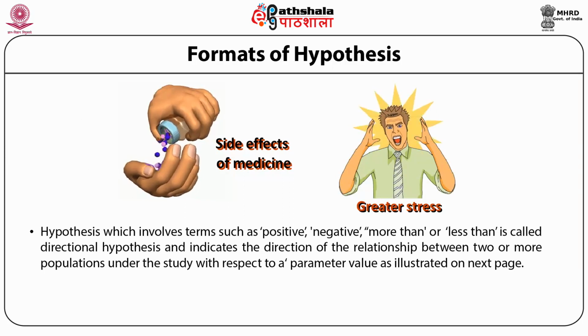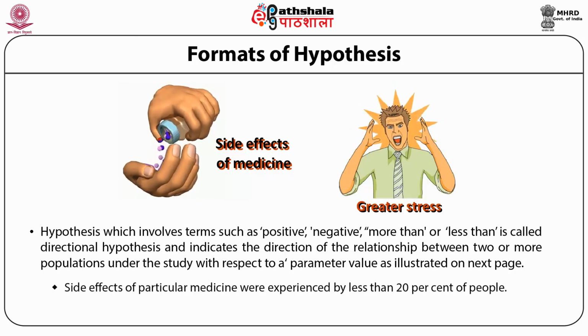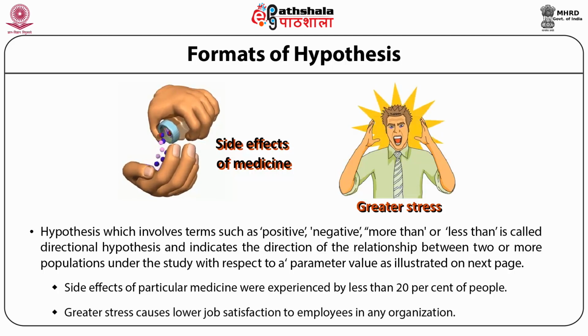This is another type of hypothesis that we are discussing other than the if-then hypothesis, and it indicates the direction of the relationship between two or more populations under study with respect to a parameter value, as illustrated on this next page. For example, side effects of a particular medicine were experienced by less than 20% of people. A second example reads: greater stress causes lower job satisfaction to employees in any organization.